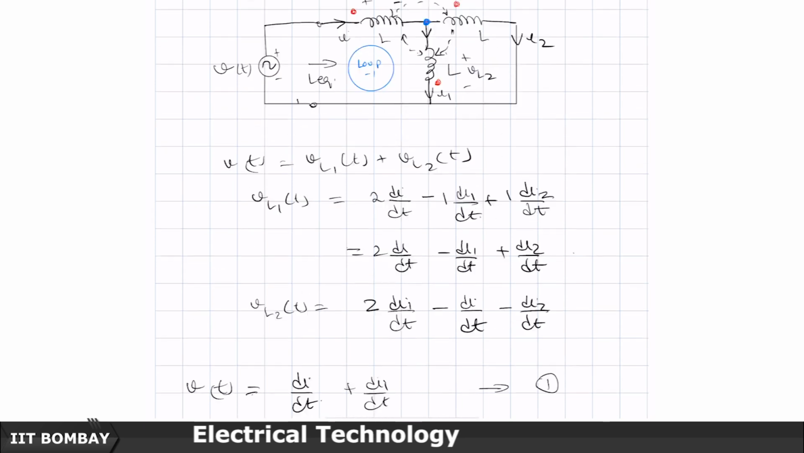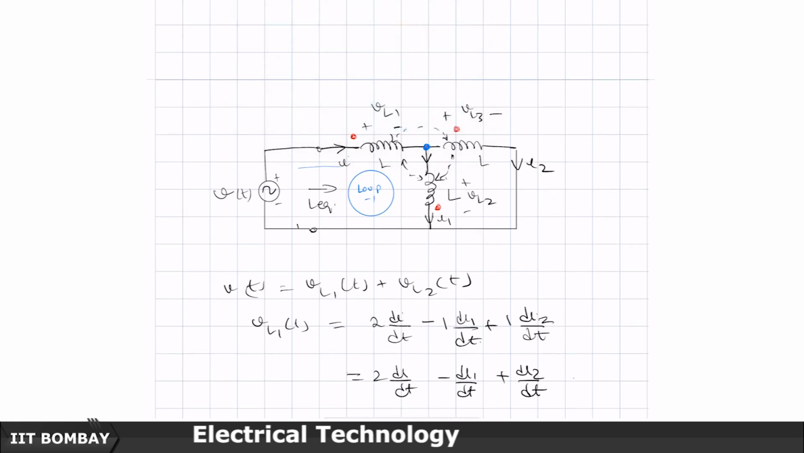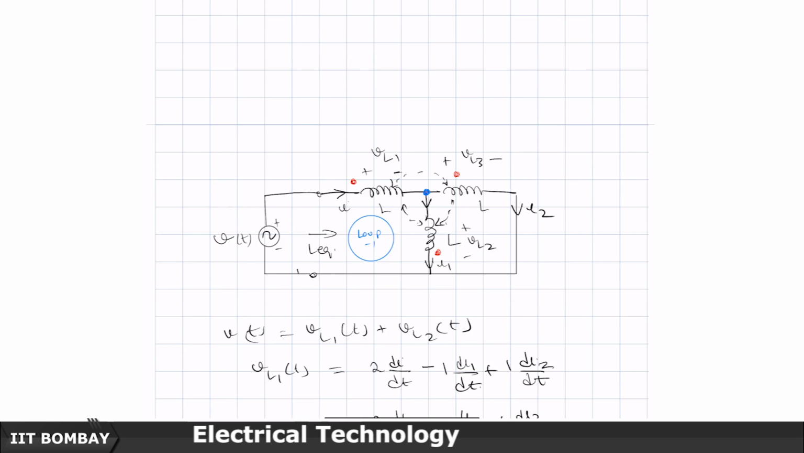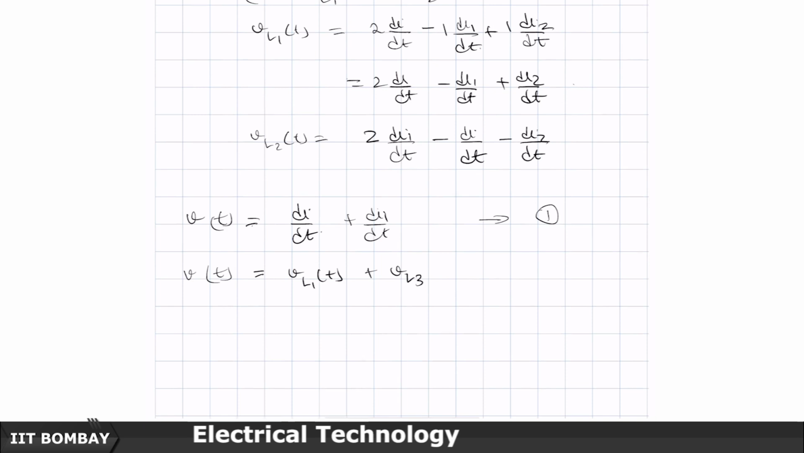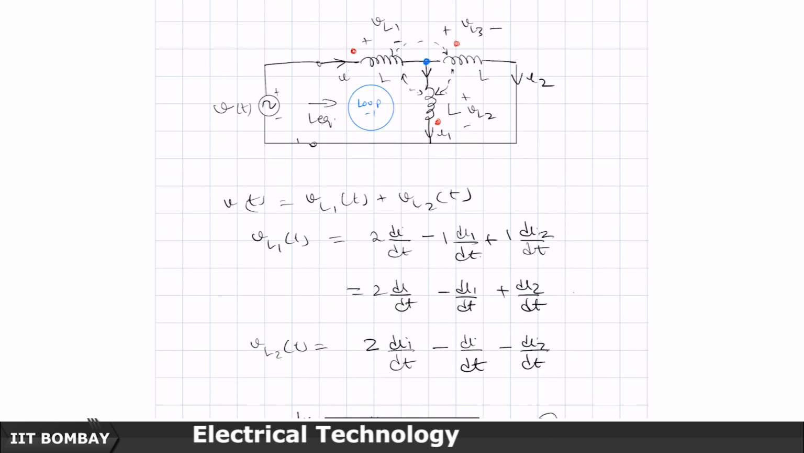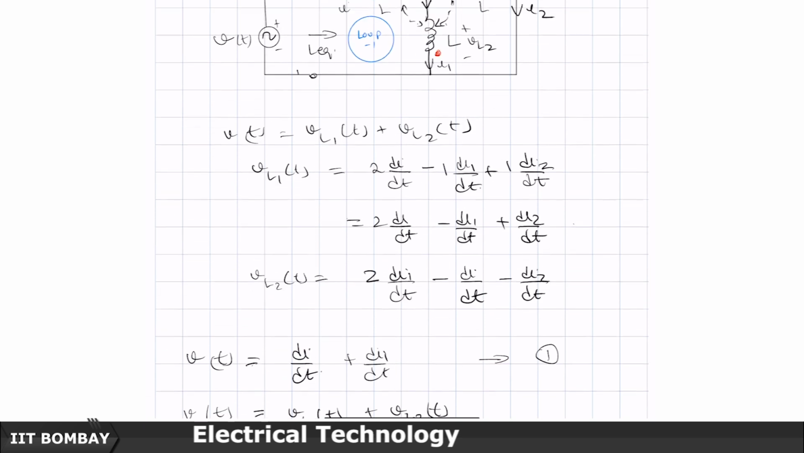Now, the other loop that I am going to take is the outer loop, this particular loop which I am going to take now. In this loop, what is the equation that I will write? V of t equal to VL1 of t plus VL3 of t. So, the equation that I am going to write is this voltage rise V of t is equal to the drop in this plus the drop in this, and VL1 of t I have already written. So, I do not have to write it again. The only thing that I need to write is VL3.